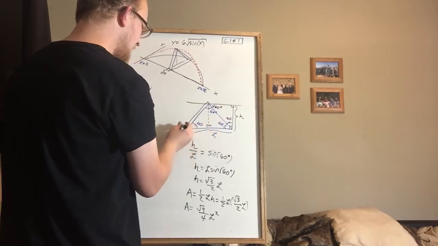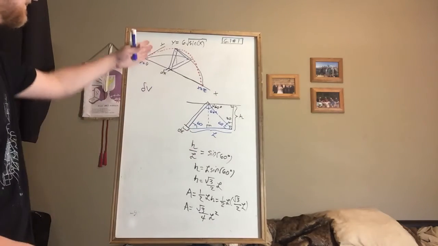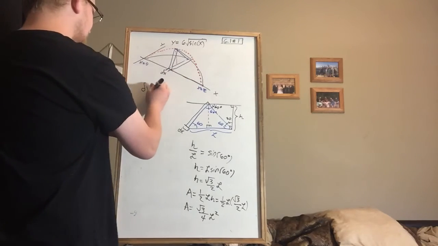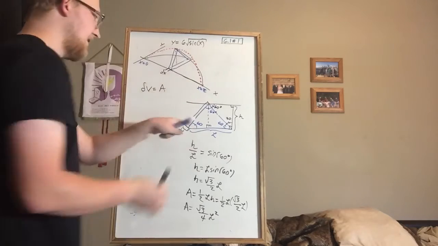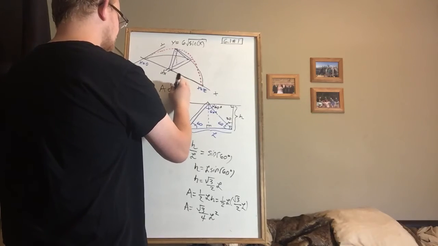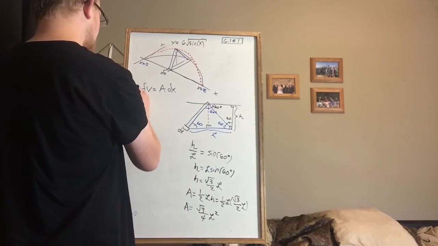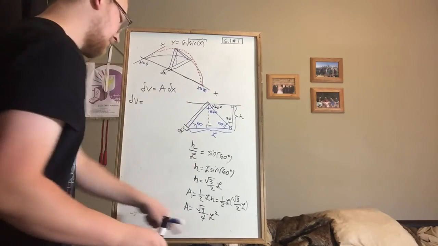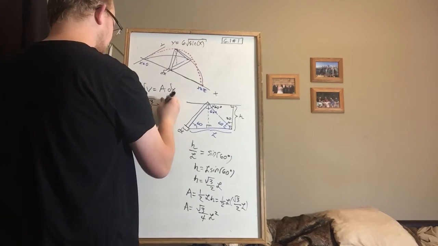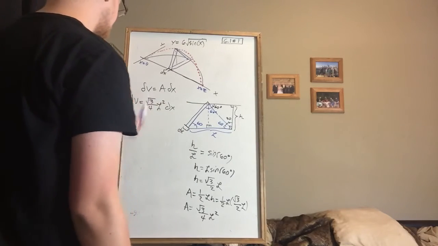Kind of imagine that. And the width of the depth is going to be our infinitesimal dx. It's with respect to x. And so if we want to find dv, it is equal to the area of our triangle times its width, which is dx. So dv equals A dx. We know what A equals, so dv equals root 3 over 4 L squared dx. Alright, so that's our dv.